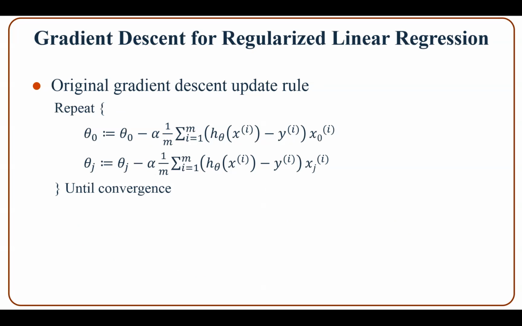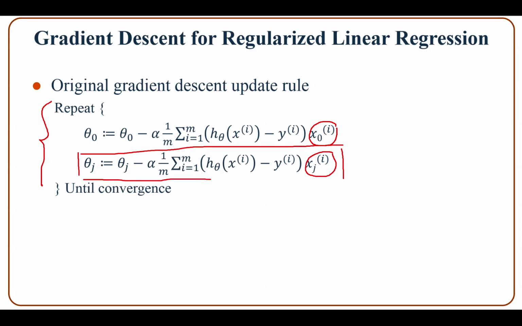We start from the original gradient descent update rule. For theta naught, x naught i is equal to 1 actually, right? And for j not equal to 0, you have x j i at the end. And actually, in general, you just need this. This form covers everything.